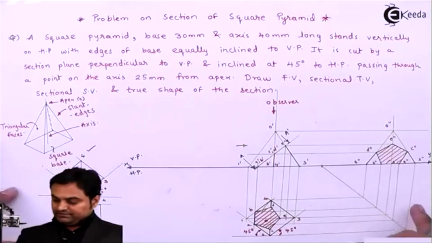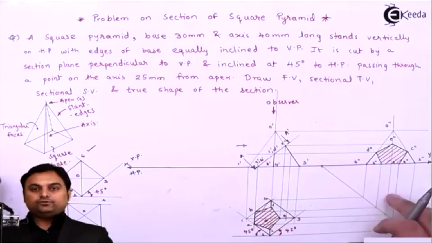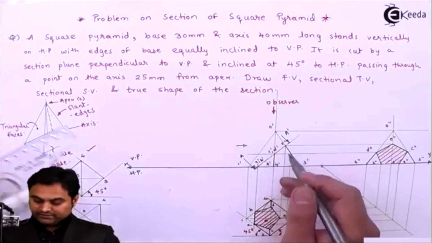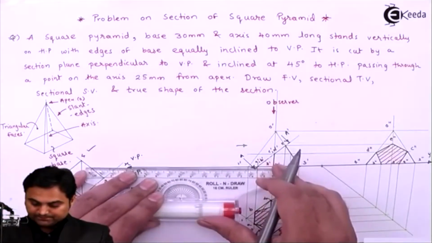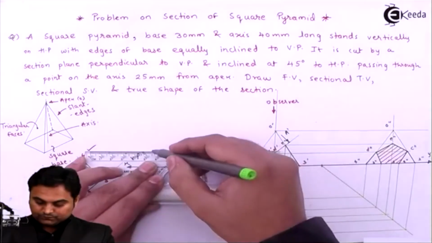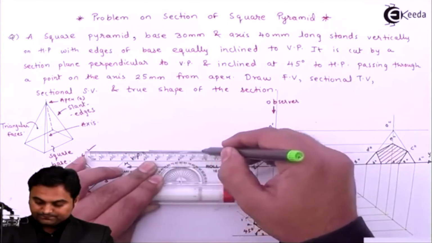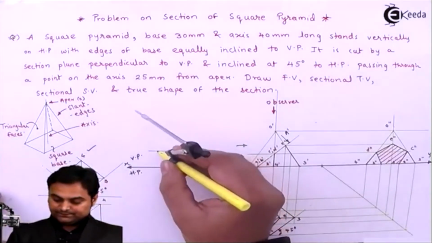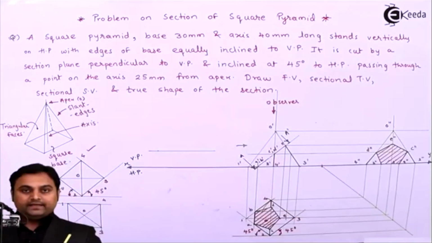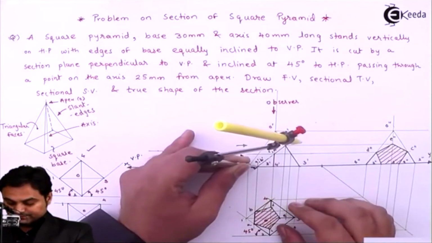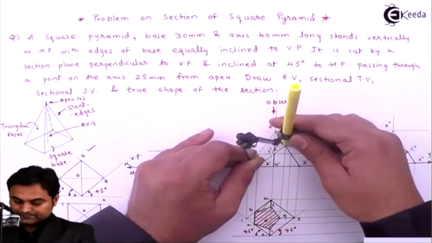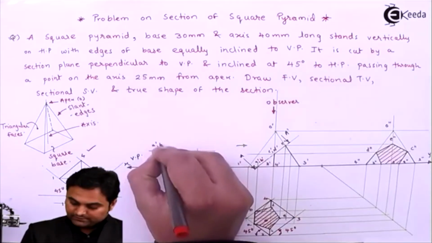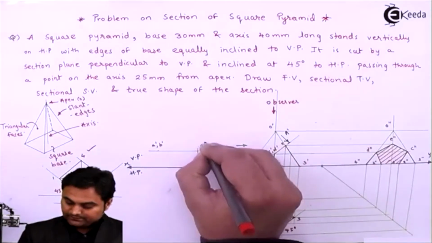And after completing this sectional side view, we have to draw the true shape of the section. And for that, I will make this cutting plane parallel to HP or XY line. So making it parallel. Then I'll measure the distance of this cutting plane, which is from A dash B dash up to the point E dash. This is A dash B dash up to E dash.